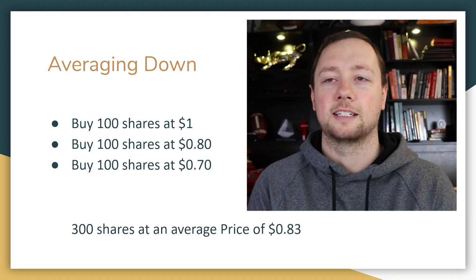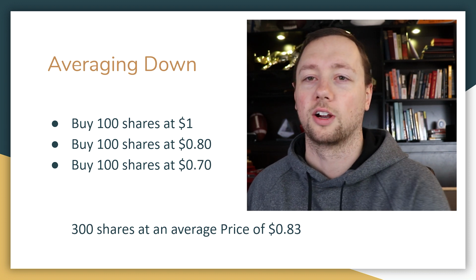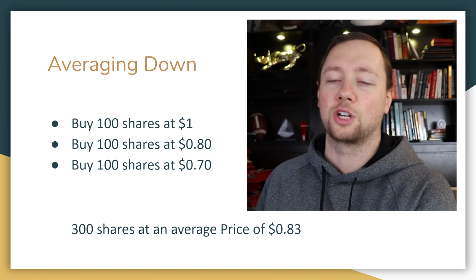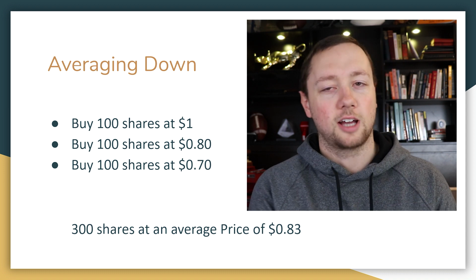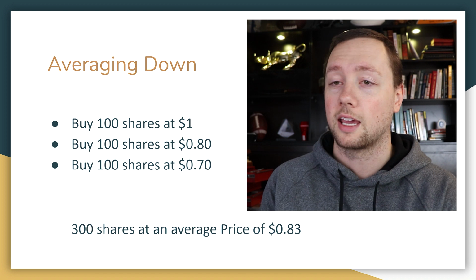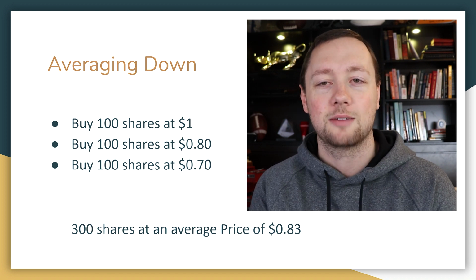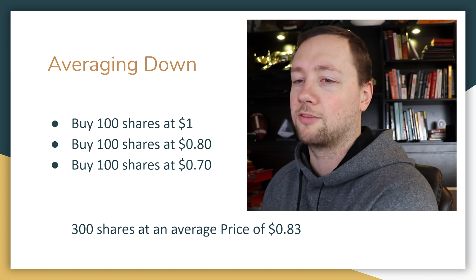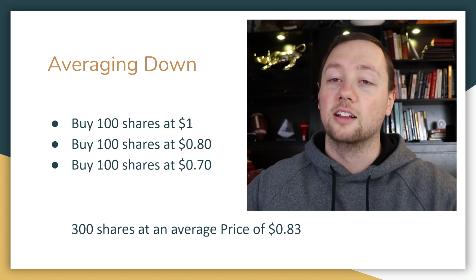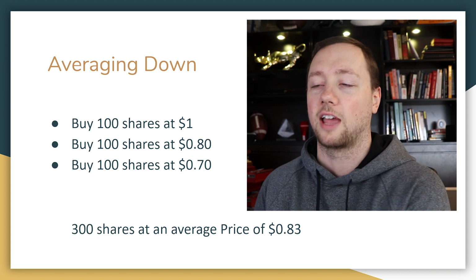All right, so let's look at an example. So you buy 100 shares of company XYZ at $1, and then a month later, the shares are now trading at 80 cents. So you can either cut your loss or you can decide to average down and you can buy a little bit more. In this case, we buy 100 more shares at 80 cents and we do the exact same thing 1 month later at 70 cents. At the end of this, it leaves us with a result of owning 300 shares at an average price of 83 cents.